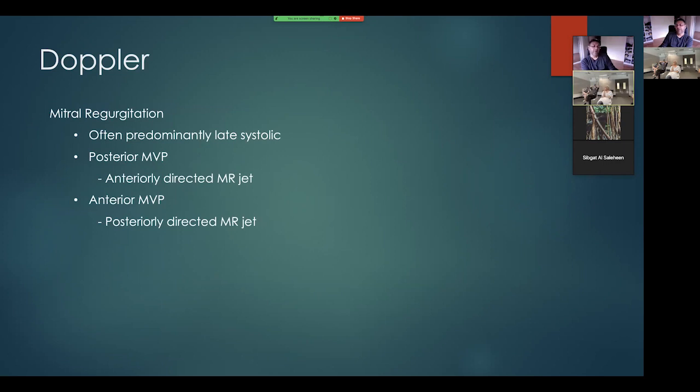And in the Doppler, the direction of the regurg is very, very important, because that's always the first clue which will tell you whether we are dealing with anterior prolapse or posterior prolapse, because it's always the other way around. An anteriorly directed MR jet means posterior prolapse, and the other way around. And normally the regurg is late systolic in the prolapse situation.